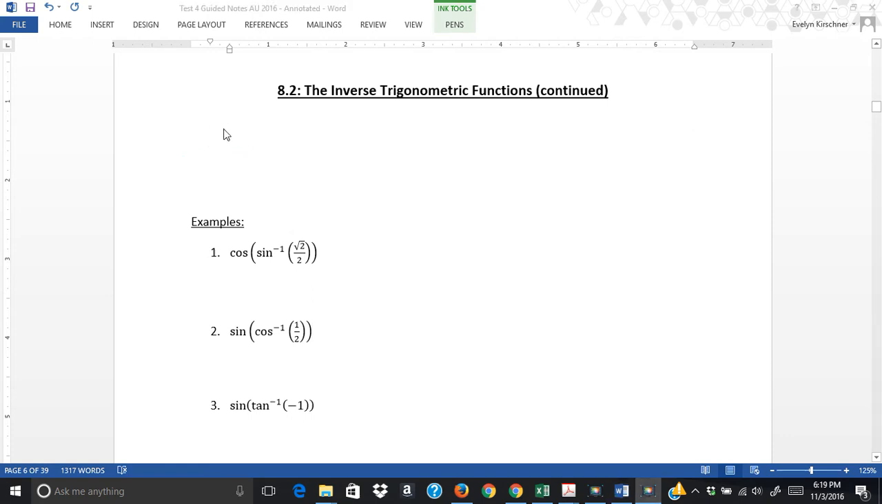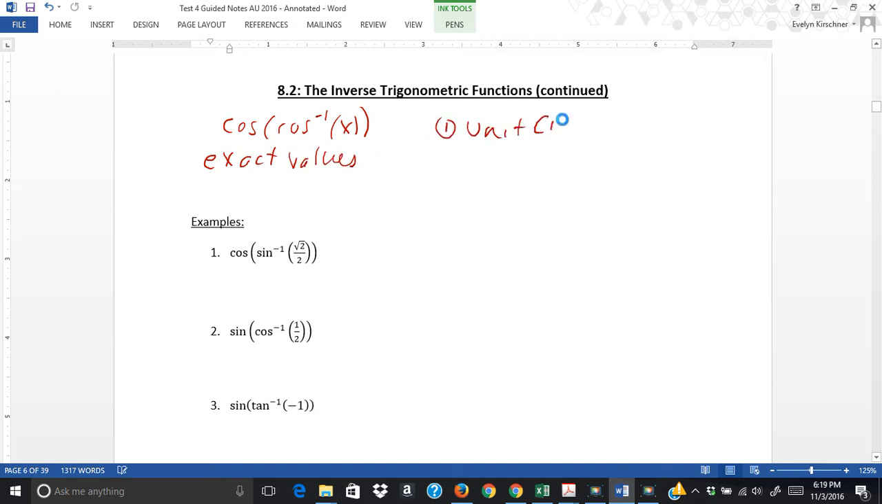Okay, so we're going to continue looking at inverse trig functions, and we're going to look at the composition. So now instead of just looking at maybe cosine of cosine inverse of some value, we're actually going to mix them up. And what we want to do is find exact values. We have two choices. One, if it's something from the unit circle, we know exactly what to do with it. And the second one, if it's not, then we have to draw a triangle and find out what's inside.